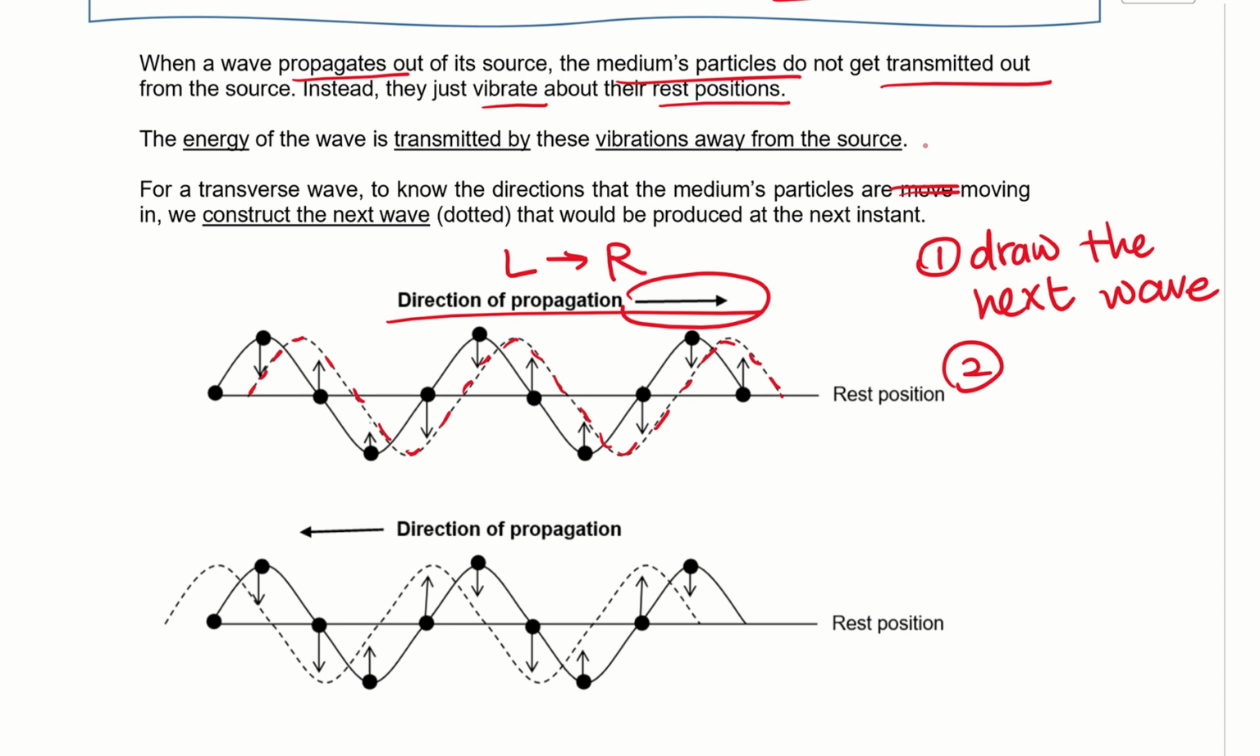For example, do not do this. If this is the original wave, you do not draw the next wave looking like this. Let's say this is the next wave. Just draw something that is close to the original wave, maybe like this. Just shift it slightly. So this is what we mean by drawing the next wave.